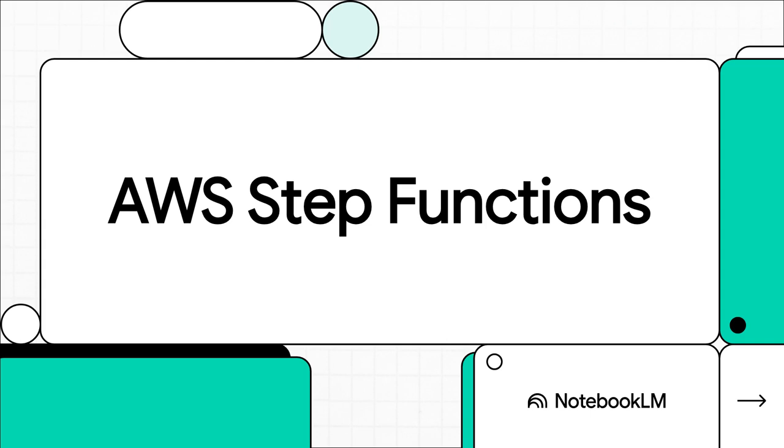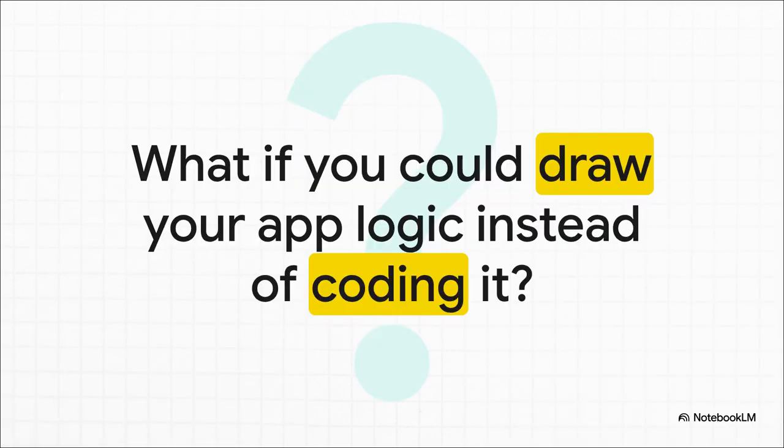Let's dive right in. Really, just think about that for a second. What if instead of writing all this complex, error-prone code to manage a business process, you could just draw it, like a flowchart? That's the fundamental idea we're going to unpack today with AWS Step Functions.